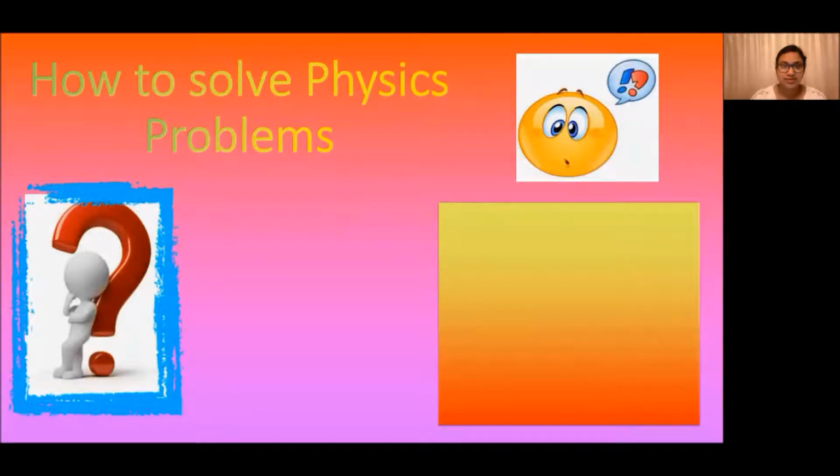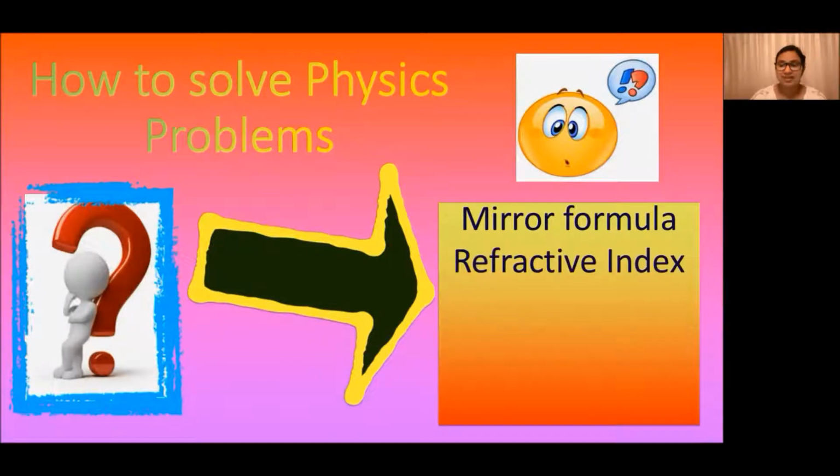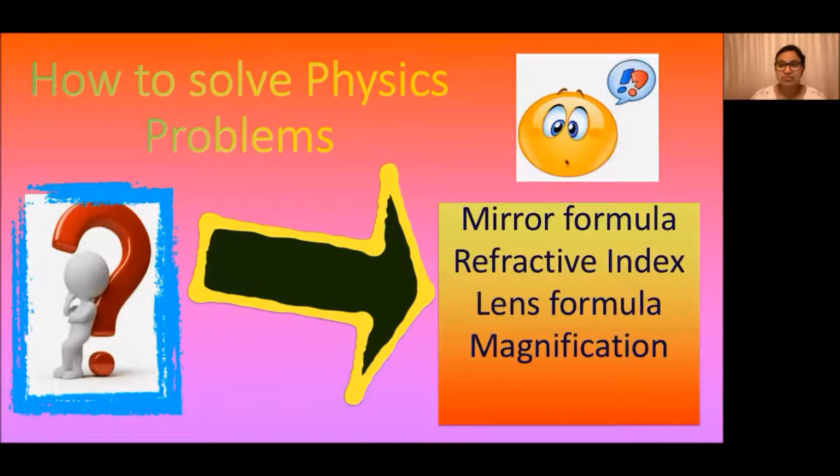Albert Einstein once famously said, "If you can't explain it simply, you don't understand it well enough." Hi students, today we are going to solve some physics problems based on reflection and refraction. These are the formulas that will be used: mirror formula, refractive index, lens formula, magnification, and power of a lens.